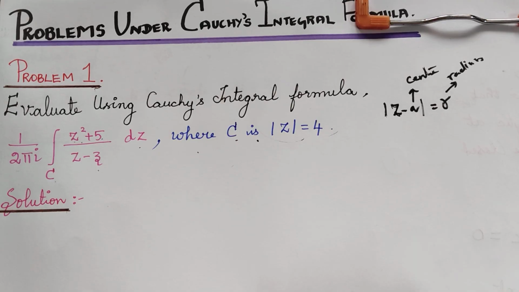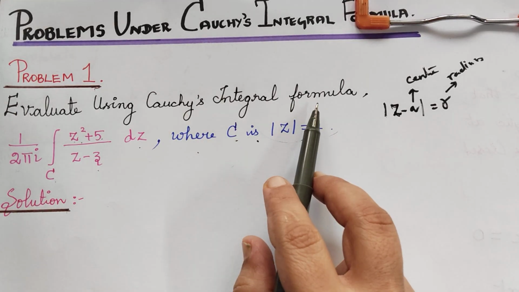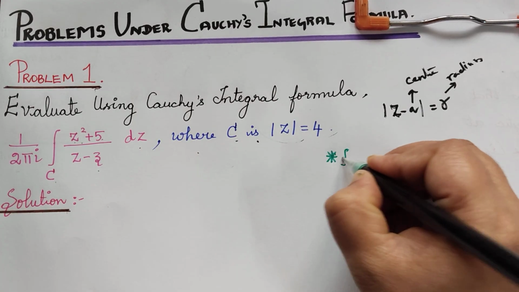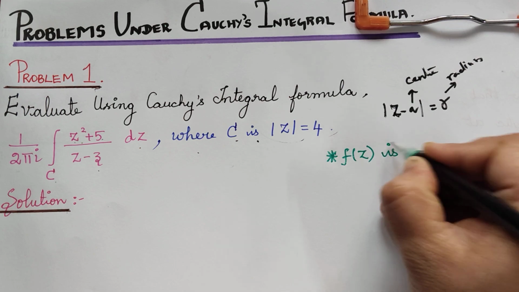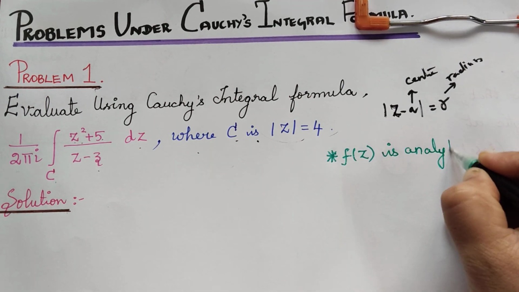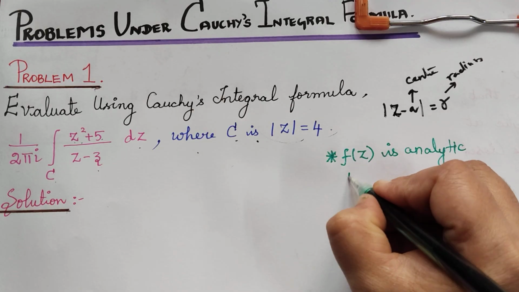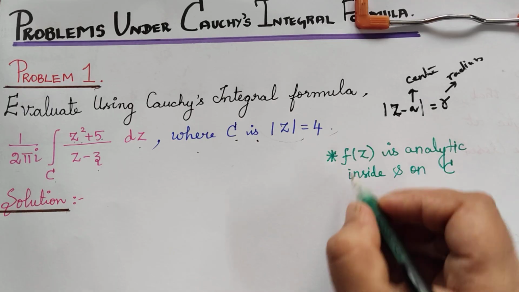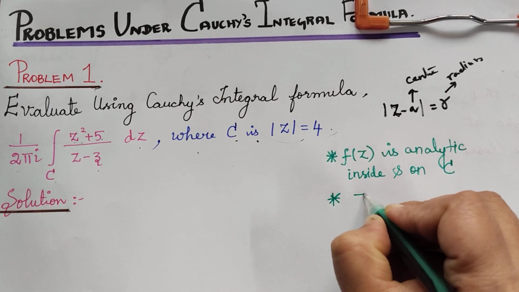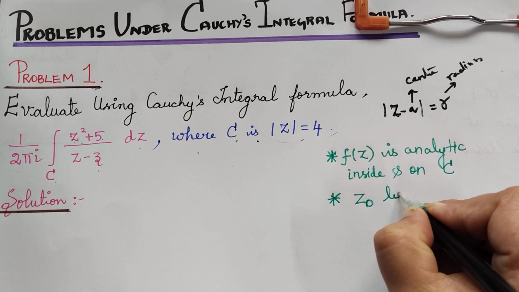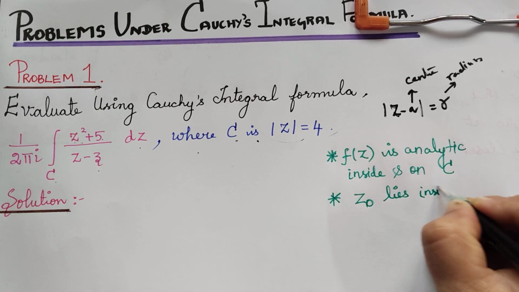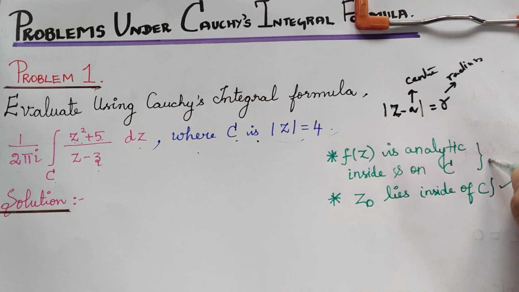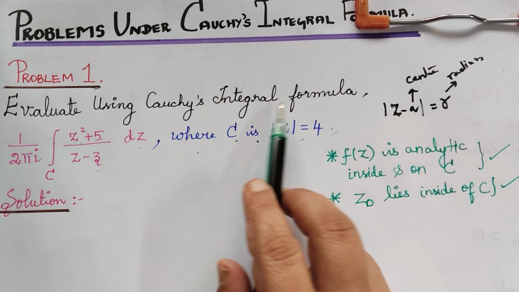As I told you previously, in order to apply Cauchy's integral formula to this integral, we should first check whether f of z is analytic inside and on C. That is the first condition. Secondly, we have to check whether the point z naught lies inside, that is the interior of C. If these two conditions are satisfied, then we can very well apply Cauchy's integral formula.